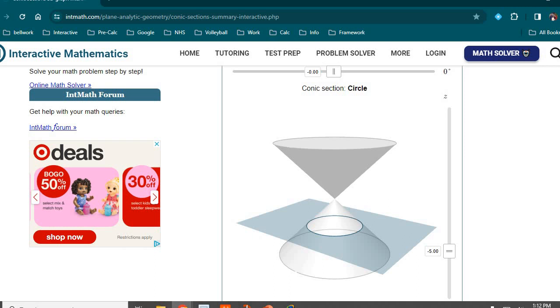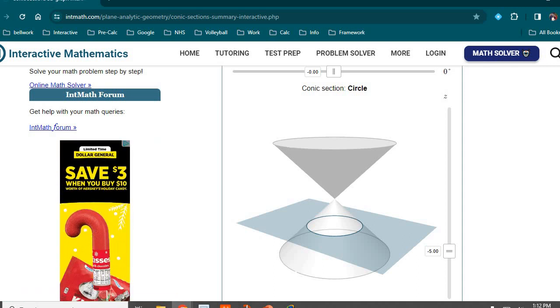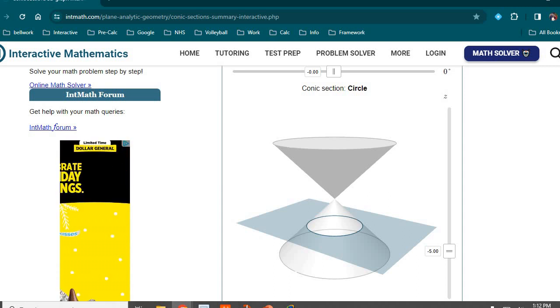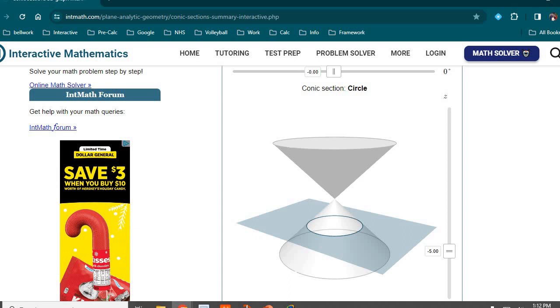So your 4 conic types are circles, parabolas, ellipses, and hyperbolas. All right, we will talk about all of them. We will spend the least amount of time on circles because you should have seen circles in geometry. Also, circles are just a particular type of ellipse. So we're not going to spend a ton of time on those, but we will look at each of the other ones.